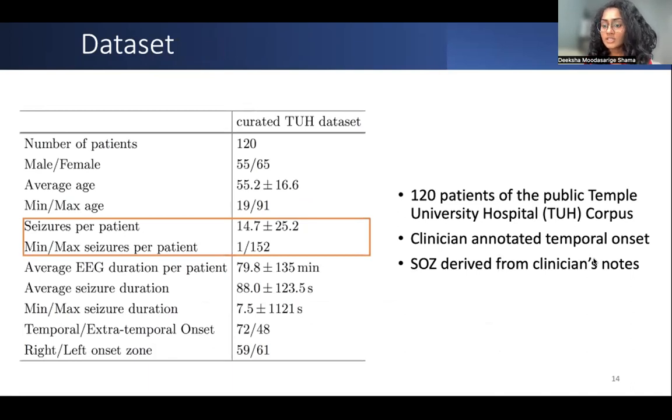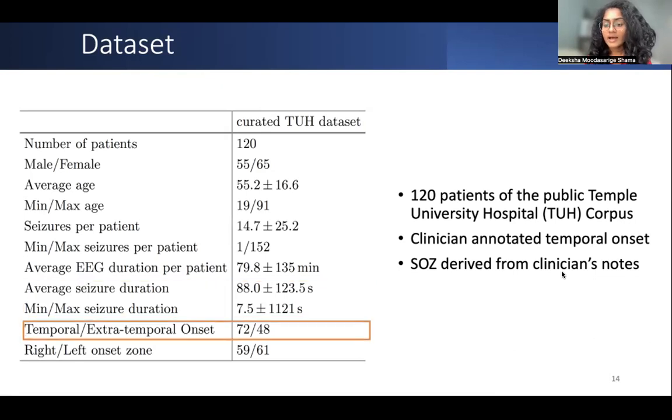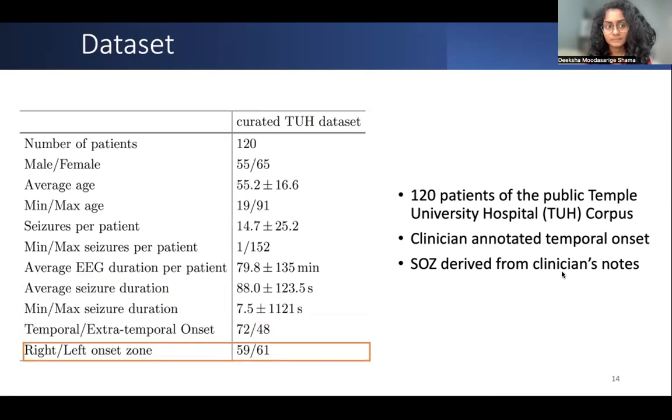seizures. The seizures can be short bursts or longer ones reaching status epilepticus, ranging between 7.5 seconds and about 18 minutes and averaging at around 1.5 minutes. The majority of the patients, 72 of them, have temporal lobe epilepsy while maintaining a balanced right and left hemisphere onsets.